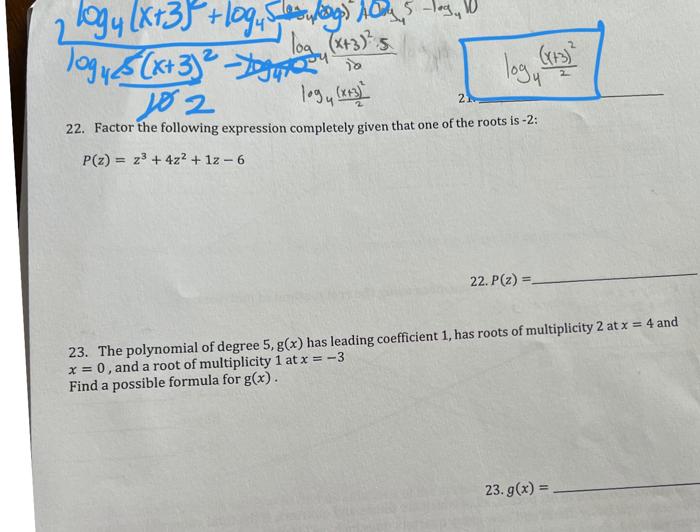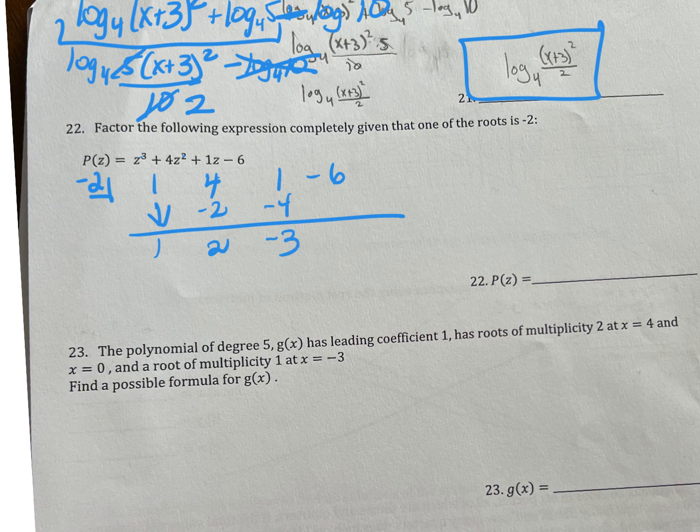Factor the following given that one root is -2. Well, if one root's -2, let's throw a -2 up there. So we have 1, 4, 1, -6. Don't need any placeholders. I've got 3, 2, 1, 0, so we're good. Drop the 1, -2, 2, -4, -3, +6, 0. If this wasn't 0, I would know I did something wrong.